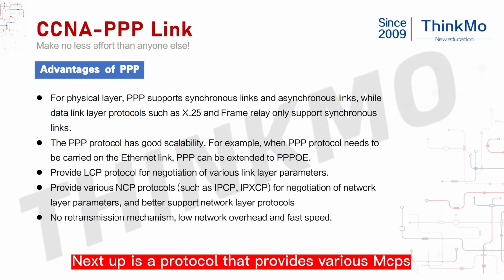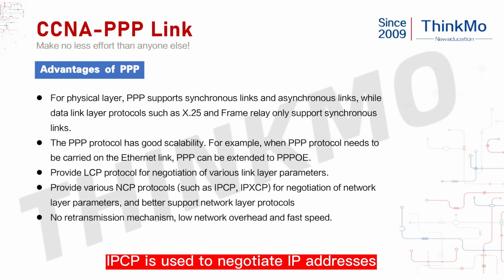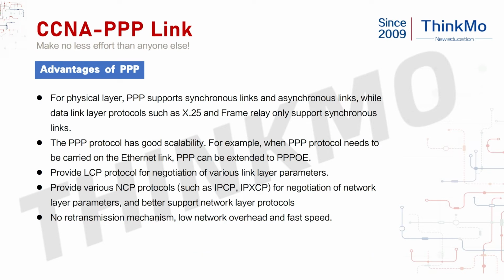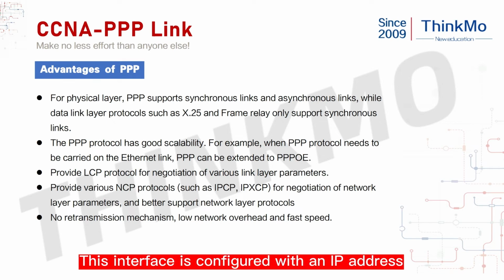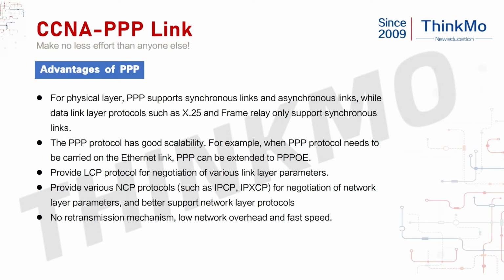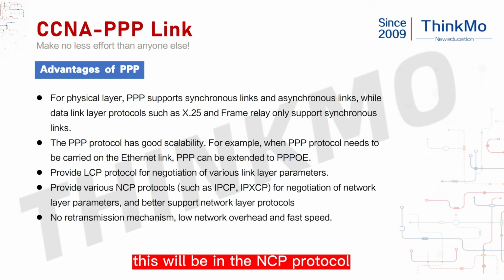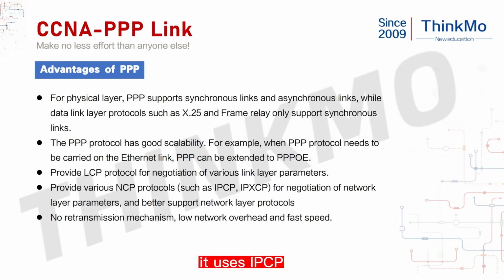Next up is a protocol that provides various NCPs. We're only going to talk about one, IPCP, here. IPCP is used to negotiate IP addresses. How does it negotiate? Let's say 2 devices are connected on a PPP circuit. This interface is configured with an IP address on both sides. This will be in the NCP protocol. It uses IPCP and then negotiates.